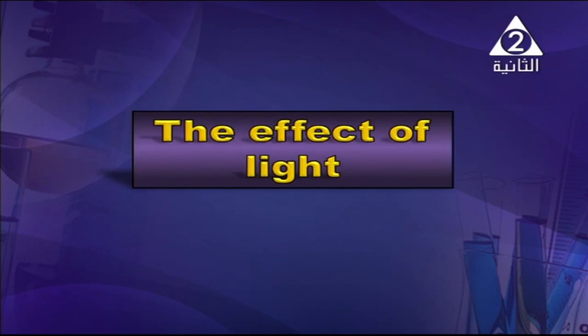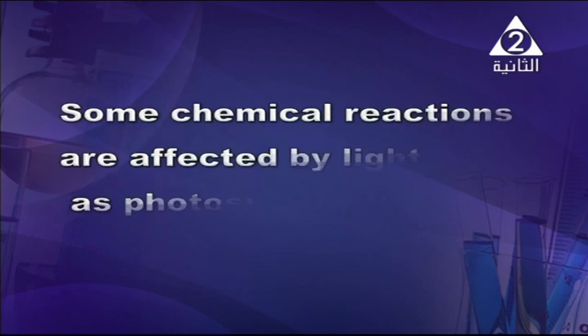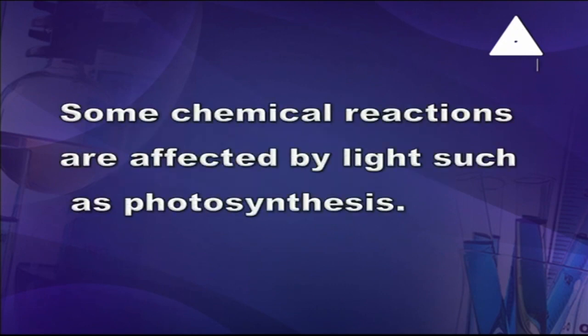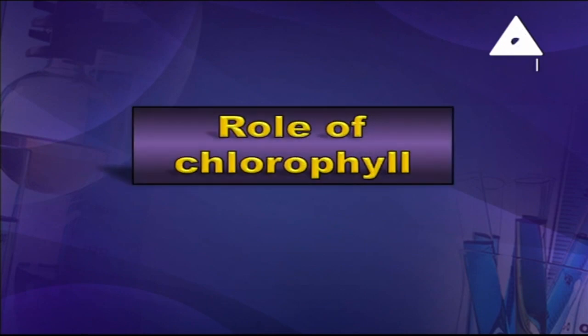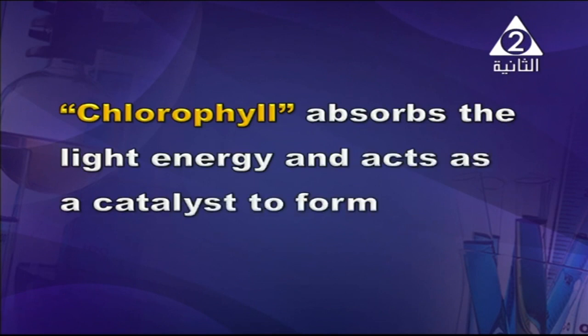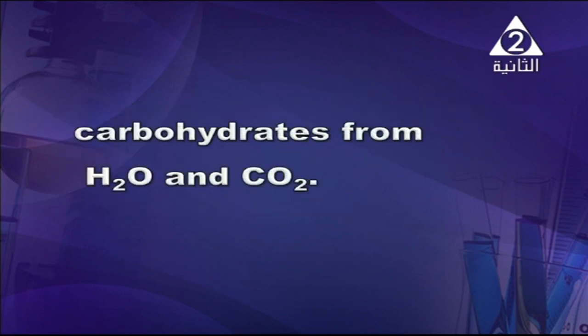Now we are going to discuss the last factor which affects the rate of chemical reaction, which is the effect of light. Some chemical reactions are affected by light, such as photosynthesis. Here is the role of chlorophyll in the photosynthesis process. The chlorophyll absorbs the light energy and acts as a catalyst to form carbohydrates from water and carbon dioxide.